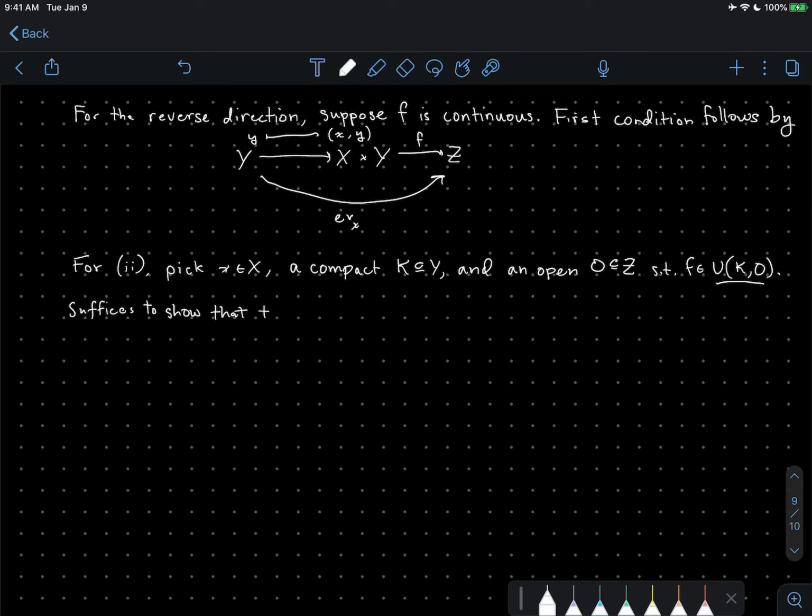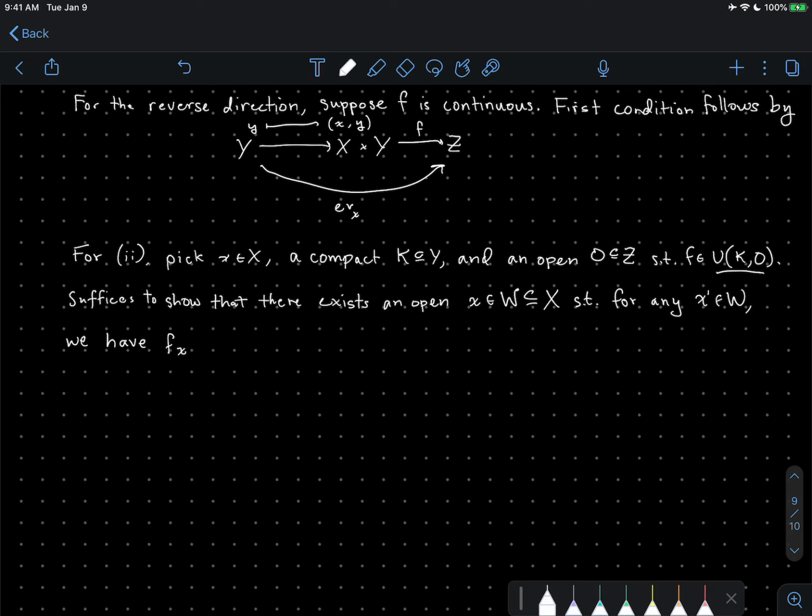that there exists an open neighborhood W, an open subset of X containing x, such that for any other x prime in W, we have that f of little x prime is in U sub K, O. All right.